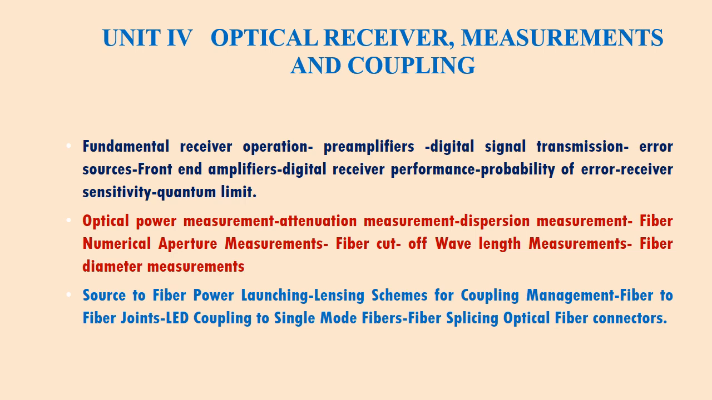So we can split this syllabus into three parts. The first part deals with the optical receiver and the associated circuit. The second part of your fourth unit deals with the measurements. And the third part is nothing but power launching technology. And this is about the syllabus of Unit 4.